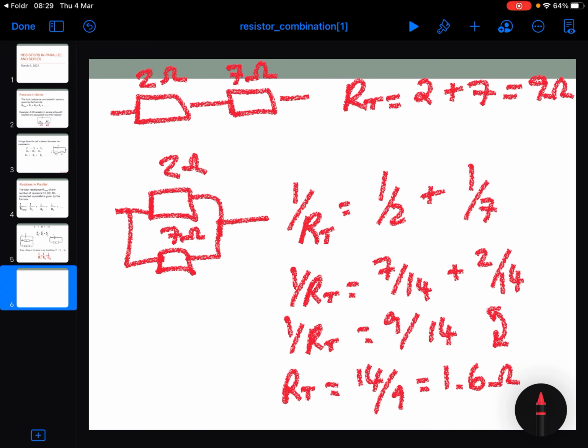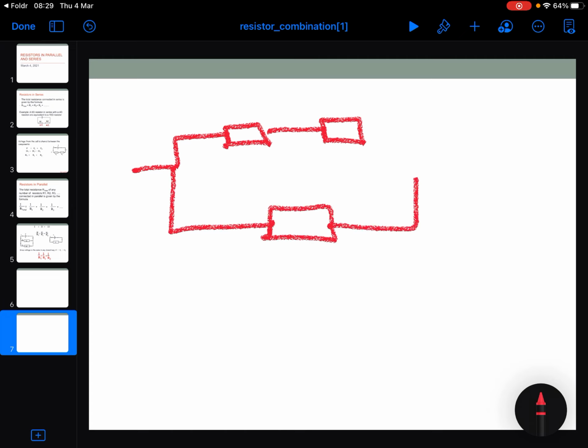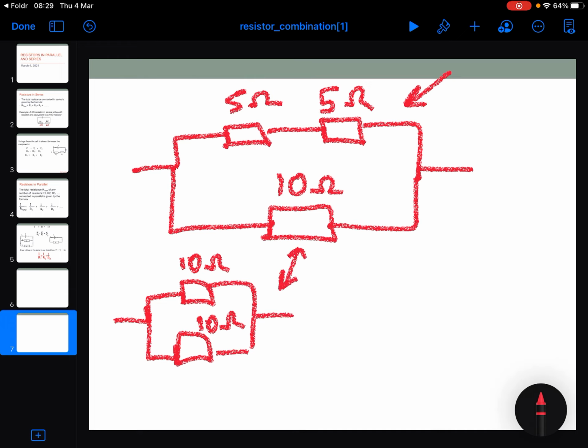There you go. Now let's do a slightly more complicated example. Here I have two resistors in series, and then they are connected in parallel to another resistor of 10 ohms. So how would I work out the total resistance? The first thing I would do is work out the equivalent resistance of those two, because it's really easy. I know that because I've just added them together. So 5 and 5 is 10, so they are the same, they are equivalent.